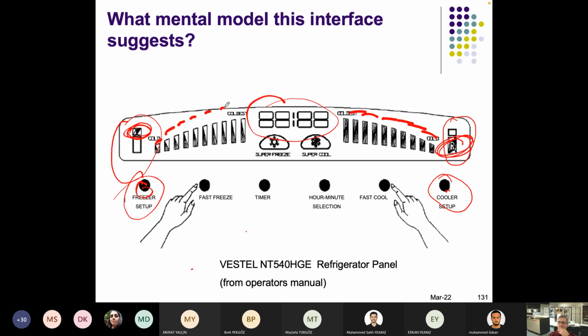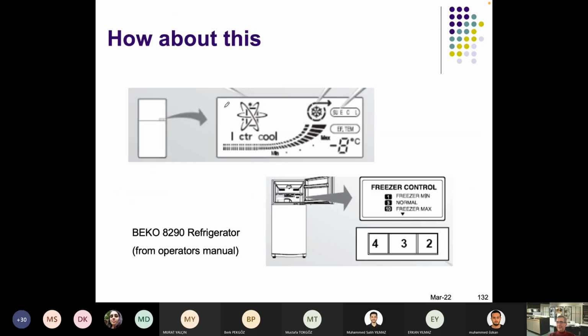Okay. Based on this interface, what people think is... no, this is another brand, Beko. In this one, outside, you have this interface. Inside of the freezer here, there is another interface which you rotate with your finger. 1 is the minimum, 10 is the maximum, so you adjust it. 3 is normal.